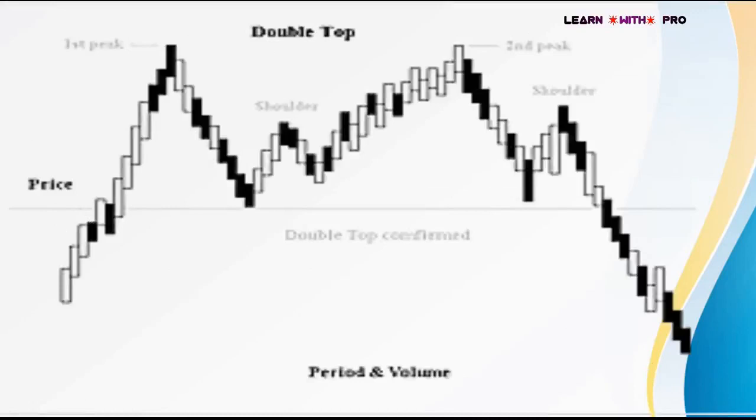That is the top and bottom pattern. Now, double top and double bottom. Firstly, the double top pattern. This forms after an uptrend. You can see, this is an uptrend.